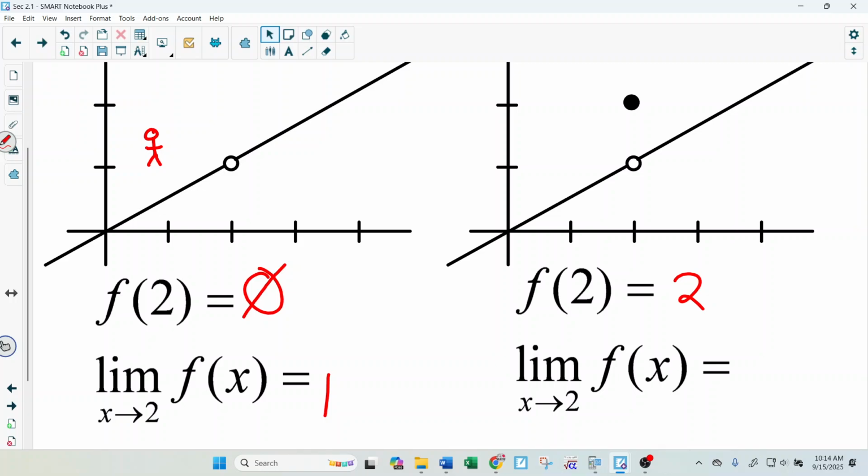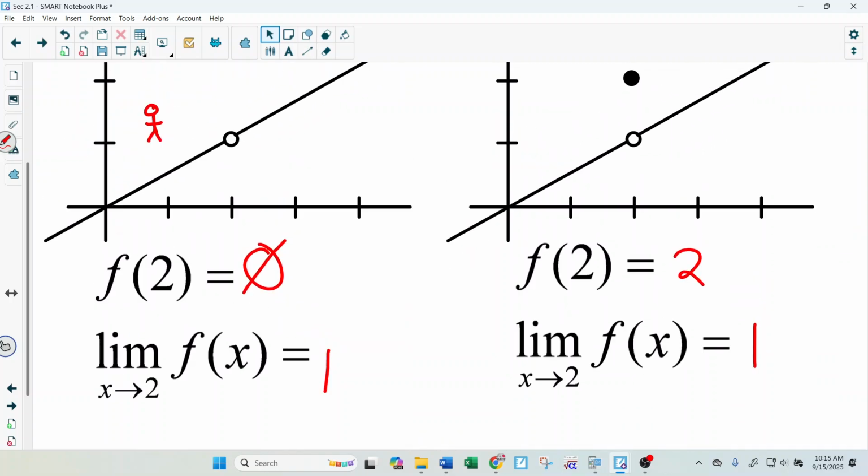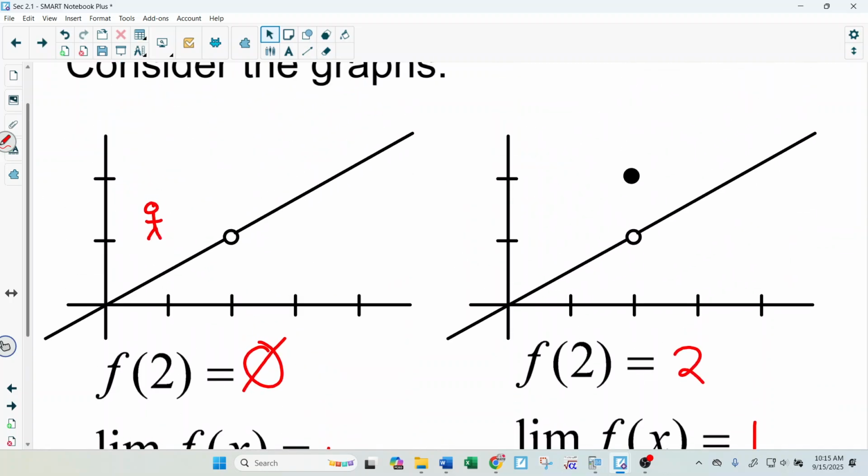Now, what about over here? The functional value exists and is 2. But what's the limit as x approaches 2? It's 1. It's the same thing. So you can have graphs where the function value doesn't exist. You can have graphs where the function value exists, the limit exists, but they're different. All these things can happen as we look at the graphs and we're trying to find limits.